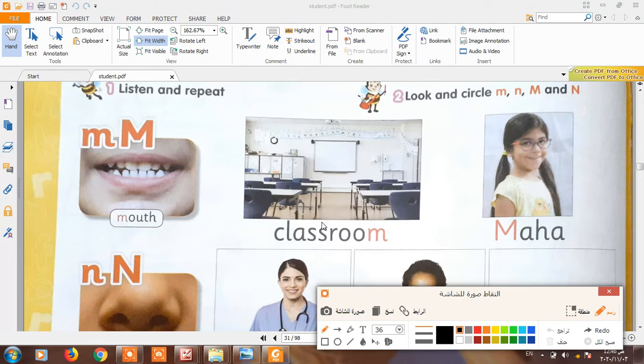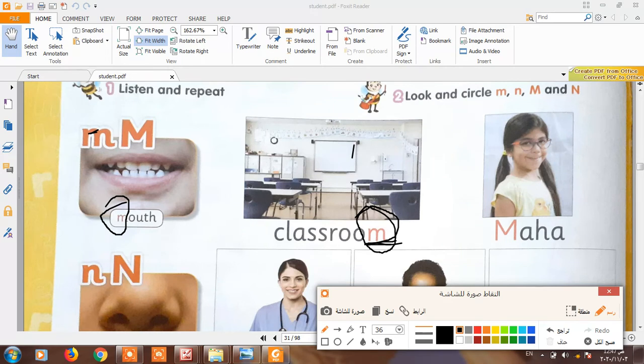Open your book, page 28. Here, KG1, we found sound M. Again, M. KG1, can you tell me what you can see? Yes, mouth. Mouth starts with sound M. KG1, make a circle on sound M. Look here, KG1. What can you see? Yes, classroom. KG1, can you find sound M? Yes, here, at the end of the word. Make a circle on M.